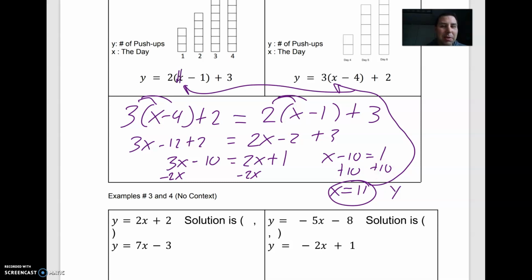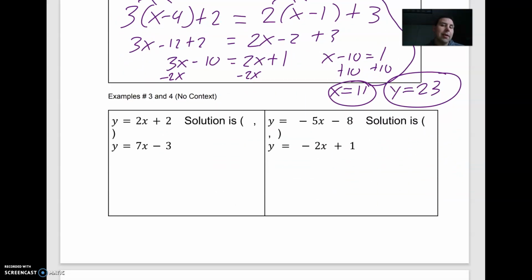This is really 11 minus 1, which is 10. So that's 2 times 10 plus 3. 2 times 10 is 20. 20 plus 3 is 23. So my solution would be x is 11, y equals 23. And that's really the basic idea of what we're doing here.